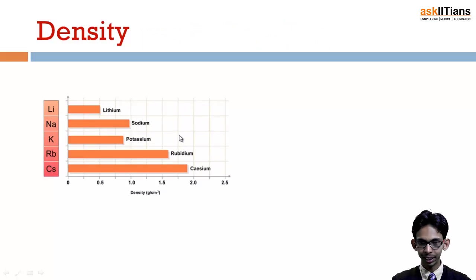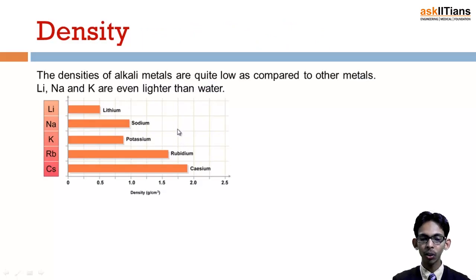Next is density. The density of alkali metals is very low as compared to the other metals of the same period or other elements. It is so low that lithium, sodium and potassium are even lighter than water, and that's why they float over water. So this is the trend actually. Lithium, then sodium, and then potassium is slightly more dense. It is less dense, then followed by rubidium and cesium.